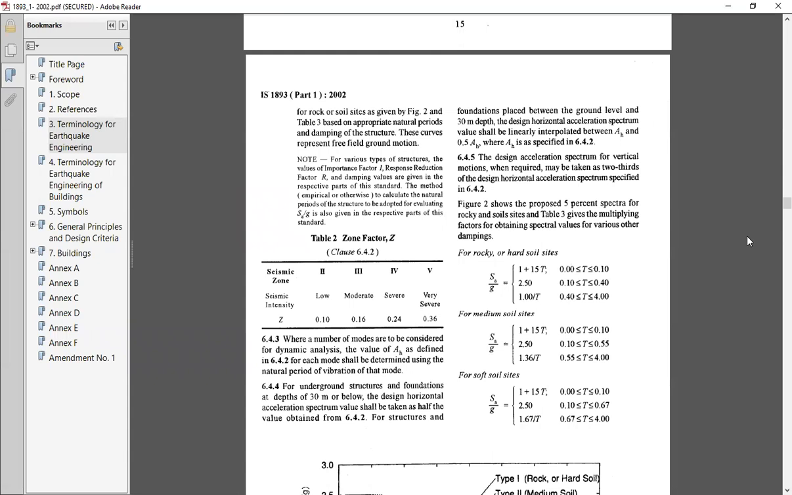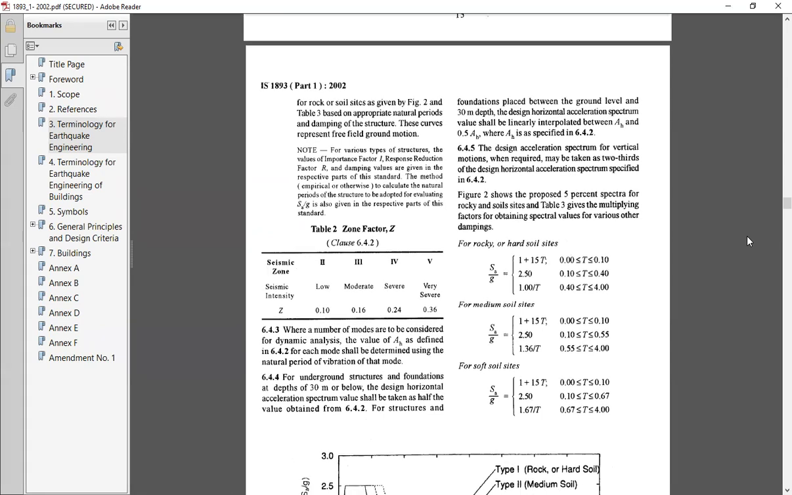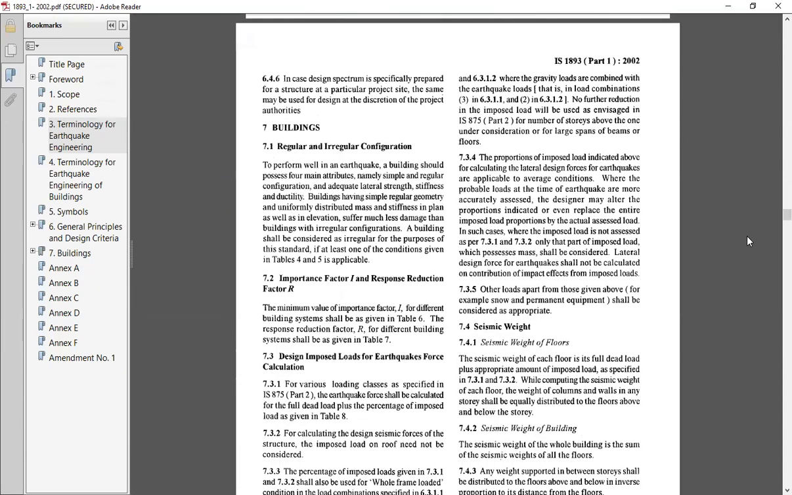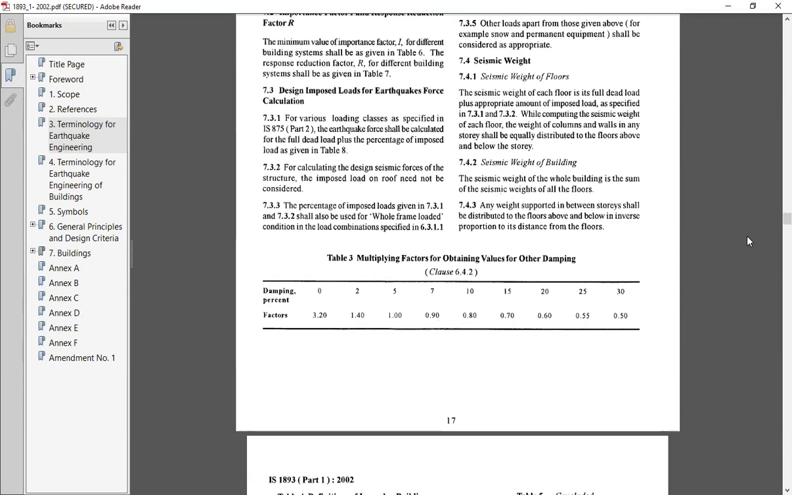Then table number 2. Okay, so this is important. This is given on page number 16. Table number 2, the zone factor, clause 6.4.2. For the different seismic zones, you have to take the zone factor from this table. For zone 2, the zone factor is 0.1, for zone 3 it is 0.16, and so on. And then, these are the multiplying factors for obtaining values for other damping.